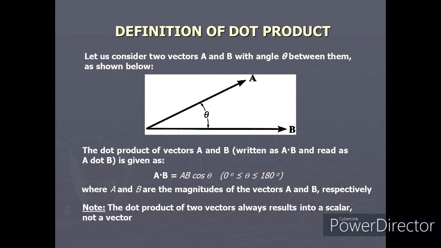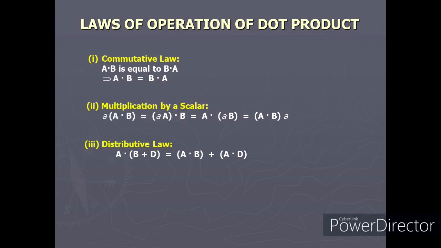So A, B are all the magnitudes, and cos theta is another scalar, right? So scalar, scalar, scalar. So definitely the result is a scalar, isn't it? Yeah. It results in a scalar, not a vector. That is very important. Okay?